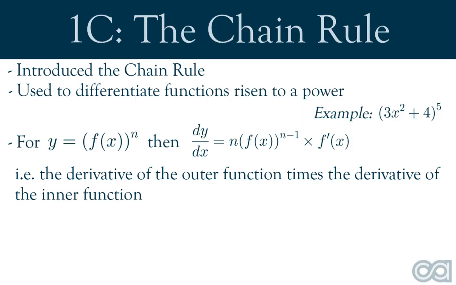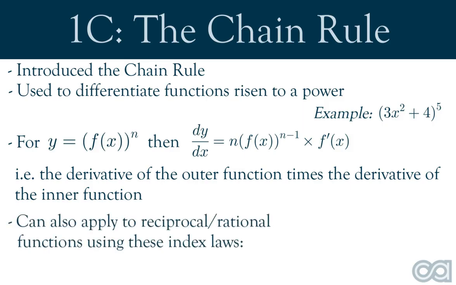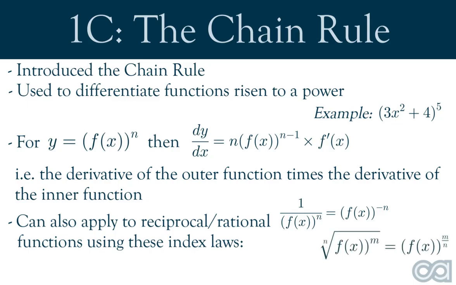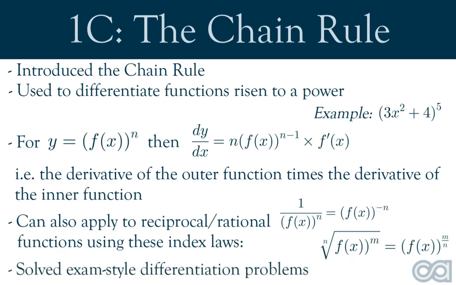The chain rule can also be applied to reciprocal and radical functions with the use of the following index laws. 1 over f of x to the power of n is equal to f of x to the power of minus n, and the nth root of f of x to the power of m is equal to f of x to the power of m divided by n. Finally, we saw how we can use the chain rule to answer exam-style questions.